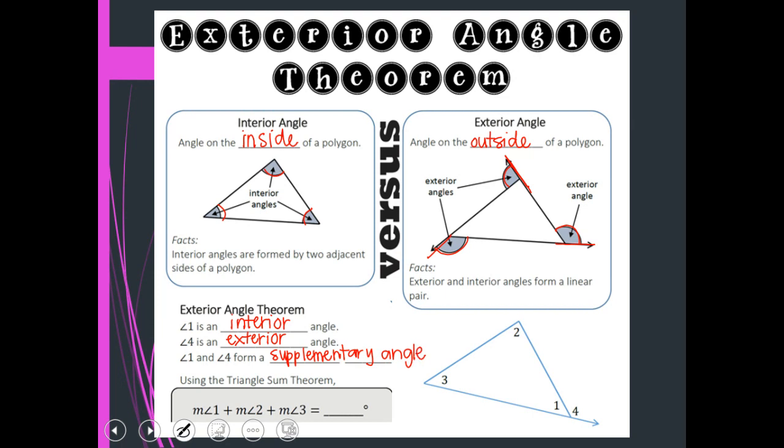So, using the triangle sum theorem, which basically is just saying that all of the angles of a triangle equal 180 degrees. But there's also another note that I want y'all to make. The measure of angle 2 plus the measure of angle 3 is equal to the measure of angle 4. I want you to circle that, highlight it, make it so that you see both of these statements, because that's kind of what we're focusing on.